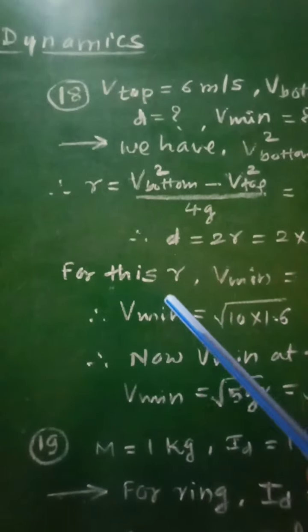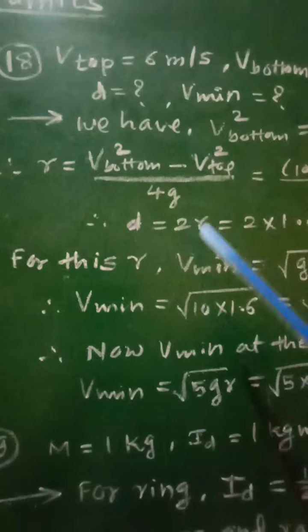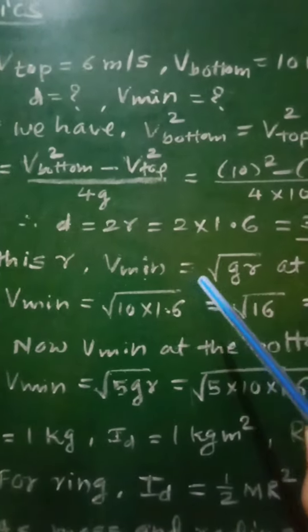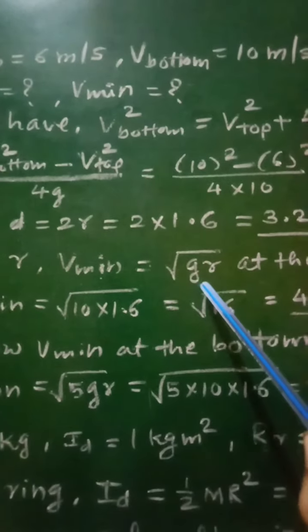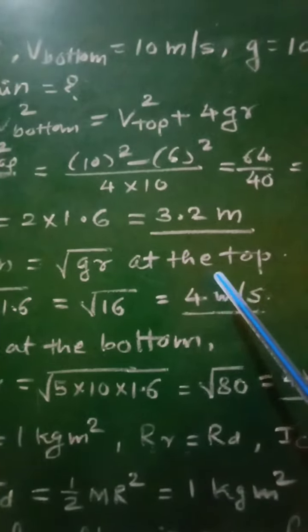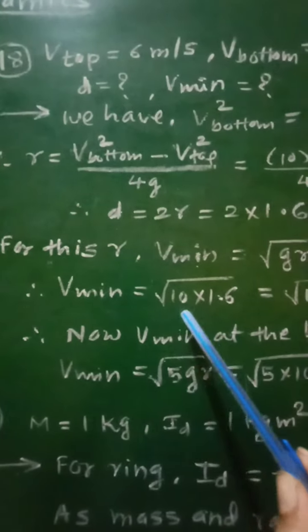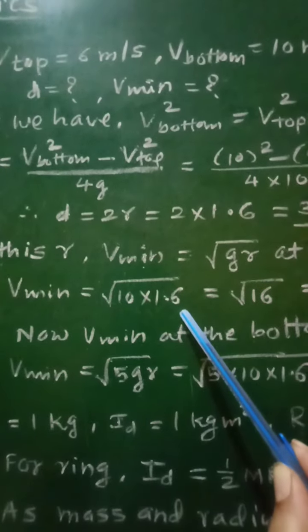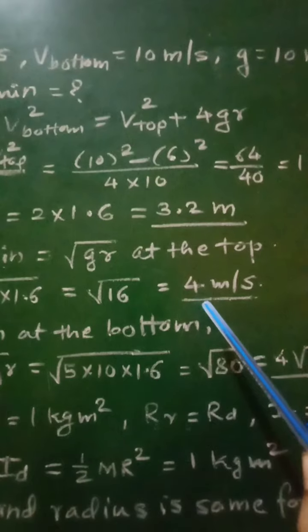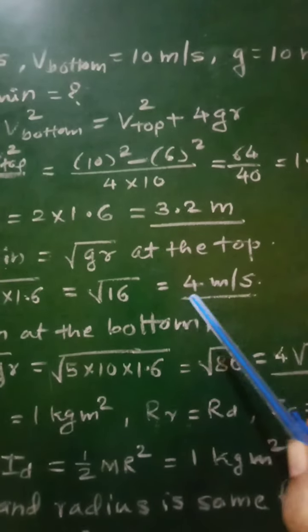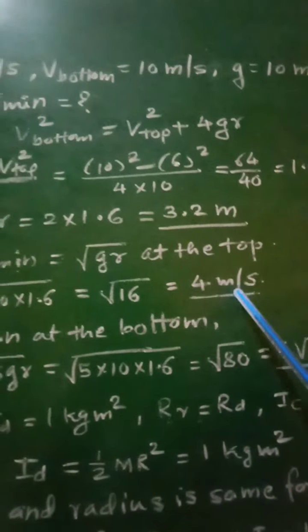Now for this r, v minimum will be equal to square root of gr at the top position. Therefore v minimum will be equal to square root of 10 into 1.6, which is square root of 16, which will be equal to 4 meter per second. So at the top position the minimum velocity will be 4 meter per second.